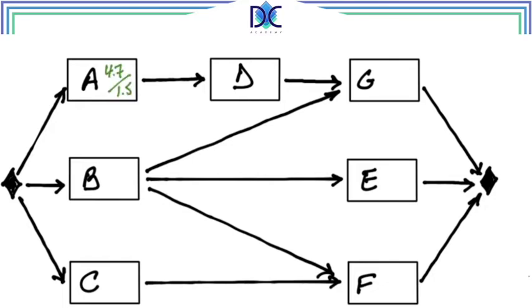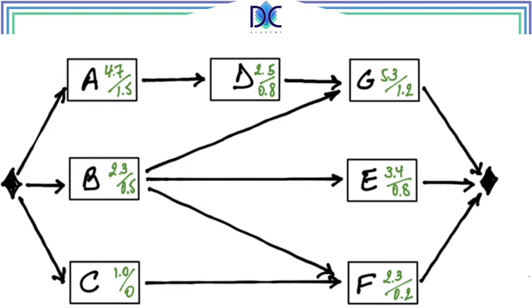We have it the same as before. Duration of A is 4.7 with a standard deviation of 1.5. For B, 2.3 and 0.5. For C, 1 and 0. For D, we find 2.5 and 0.8. For E, 3.4 and 0.8. For F, 2.3 and 0.2. And finally for G, 5.3 and 1.2.